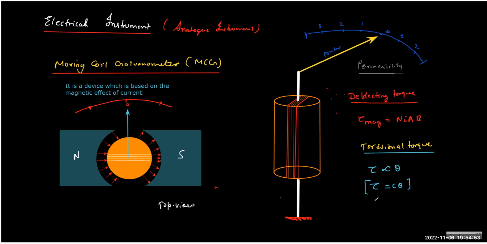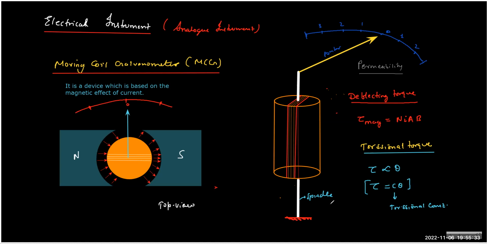So we have torsional torque, which is equal to c theta, and c is called the torsional constant. Now, how do we read the reading of the device? When you send the current through the device called galvanometer, the needle will deflect. If the deflection occurs, the rod, the spindle, will twist. And as a result of the twist, it will create some restoring torque.